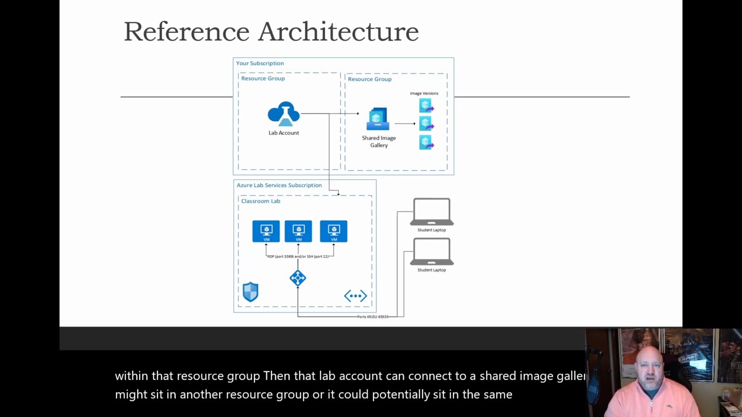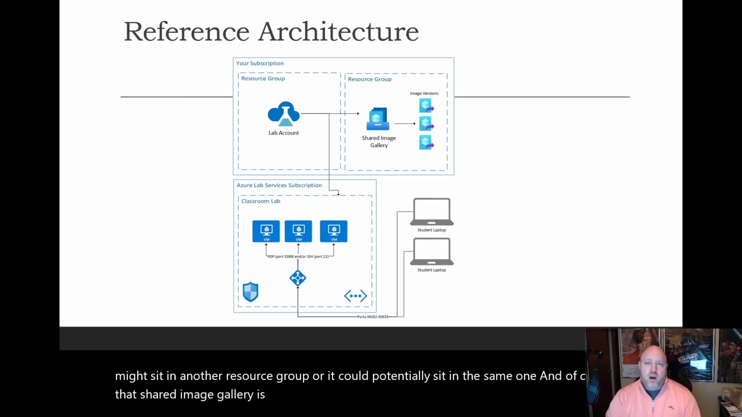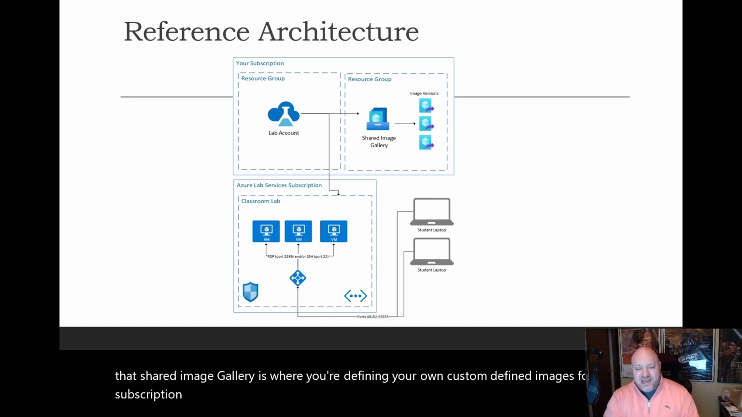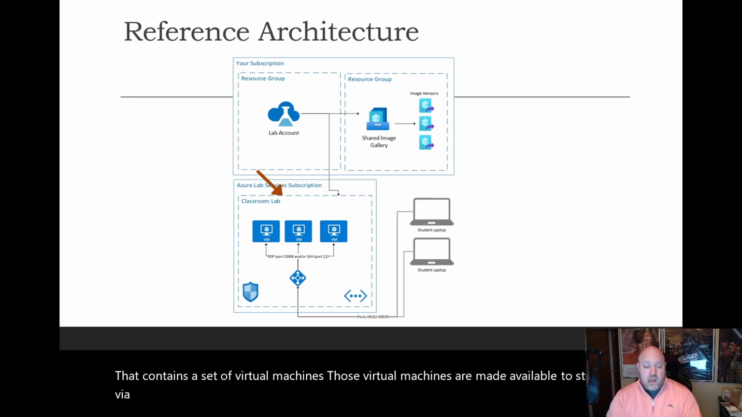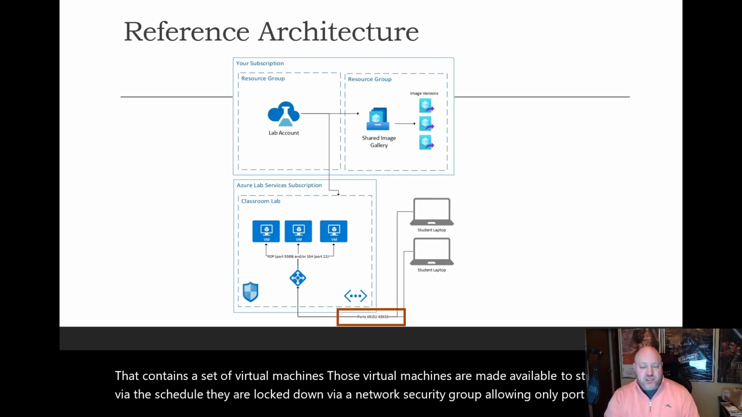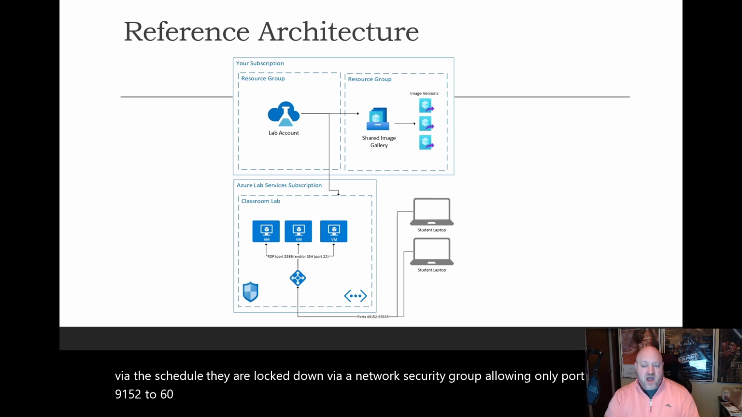And of course, that shared image gallery is where you're defining your own custom defined images for your subscription. Then those two things will connect to a virtual network that contains a set of virtual machines. Those virtual machines are made available to students via the schedule. They are locked down via a network security group, allowing only ports 49,152 to 65,535 available.